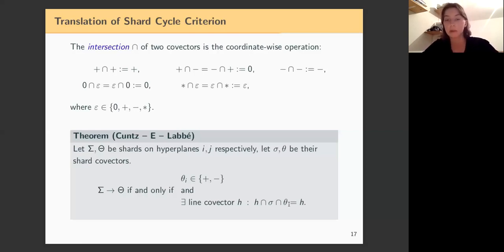So what's nice about this is that we've taken a geometric criterion and we've turned it into: take your covectors and compare their coordinates, basically, and check for entries in certain coordinates. So this is sort of an efficient way to check for congruence normality.